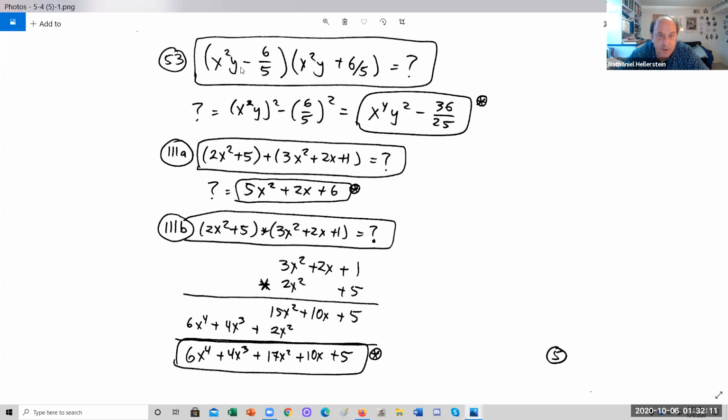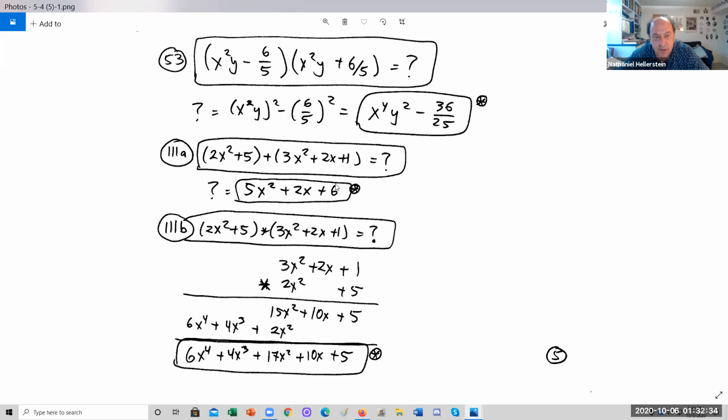Now here we have a difference times a sum. X squared y minus 6/5 plus 6/5. A difference times a sum is a difference of squares. So we square x squared y, subtract the square of 6/5. So this comes out to x to the 4th y squared minus 36 over 25.